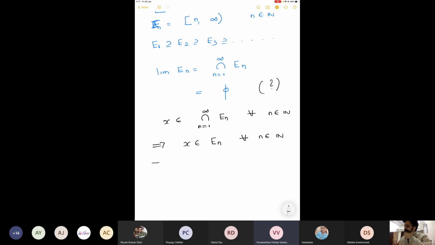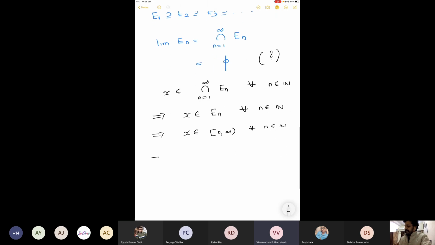Okay. And what is En? That means x is in the interval [n, infinity) for all n. And that will imply n is less than or equal to x for all n. Yes or no? Yes, sir. And is it true that there exists a real number x such that n is less than or equal to x for all n? No, sir, because n is not bounded above. That is exactly what the Archimedean property tells you.